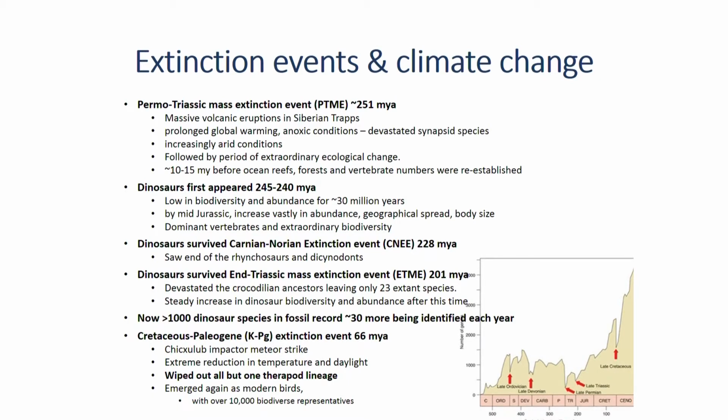identified each year. The extinction event that you've probably heard about most is a Chicxulub impactor meteor strike that caused an extreme reduction in temperature and daylight, and it wiped out most of the dinosaurs, but not all of them. There was one theropod lineage that survived, and that emerged again as the modern birds.